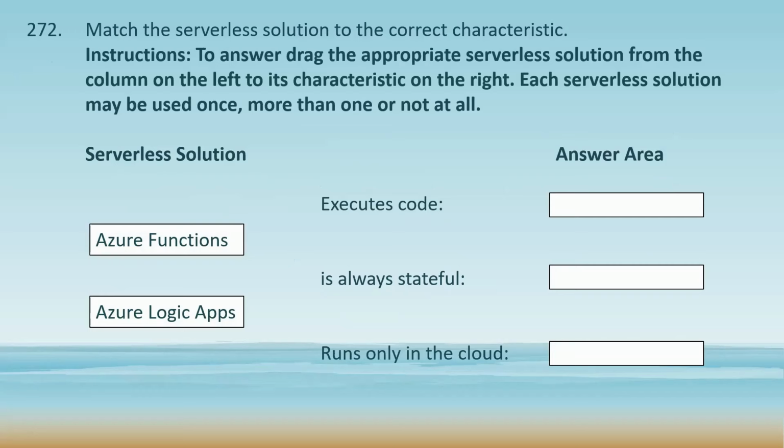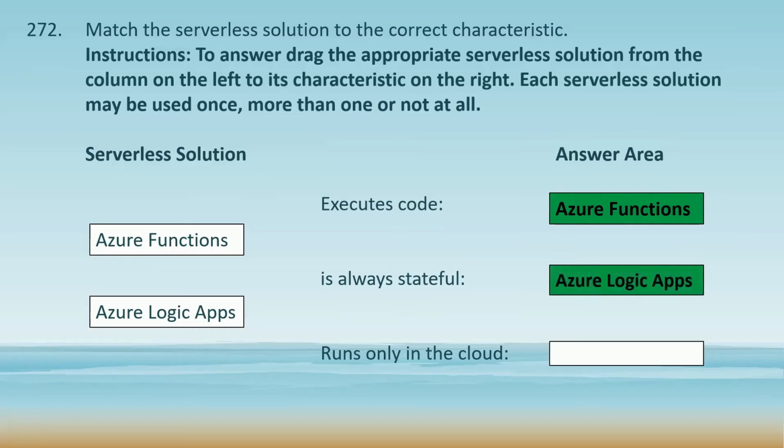And friends, the first one would be Azure Functions. Azure Functions is an event-driven serverless compute platform that helps you develop more efficiently using the programming language of your choice. It can be either stateful or stateless and can run locally or in the cloud. Now, the second characteristic is always stateful. And the right choice would be Azure Logic Apps, which is always stateful, where you create and run automated workflows with little to no code.